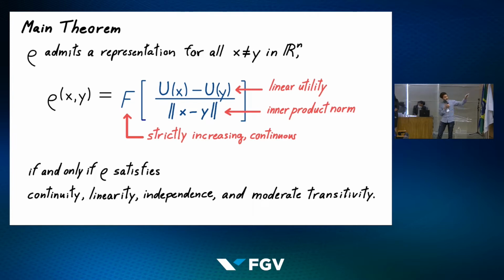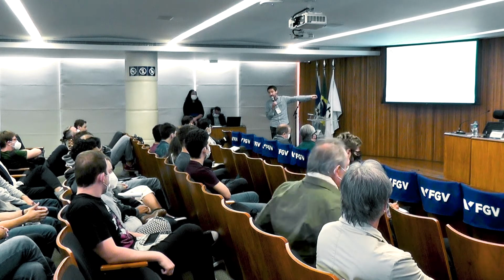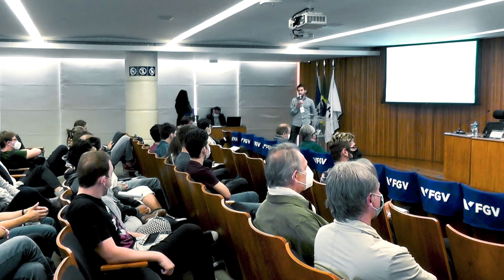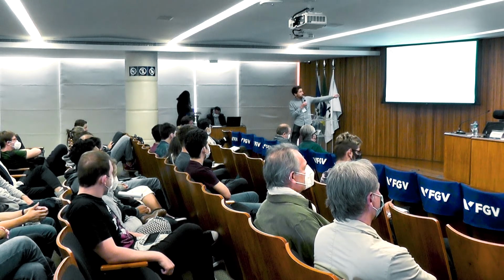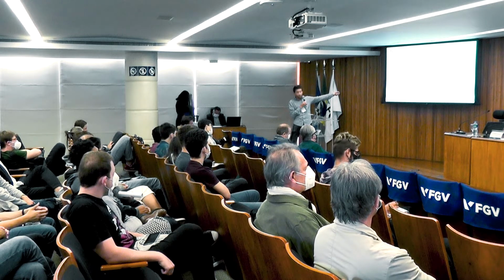But before I plug it into the F, I'm going to divide. I'm going to make this inversely proportional to an inner product norm. I'm going to have a notion of distance between the objects. I'm in Rn, so I'm going to make it really nice. It's going to be a norm, and the norm is going to be generated by an inner product. And that's my variable of interest. That's the level of differentiation between X and Y. And I'm going to show you in a second how it plays exactly the role that we want it to play. And that ratio, which you could interpret as some sort of strength of preference of X over Y, gets plugged into a strictly increasing continuous function that transforms that ratio into choice probabilities.